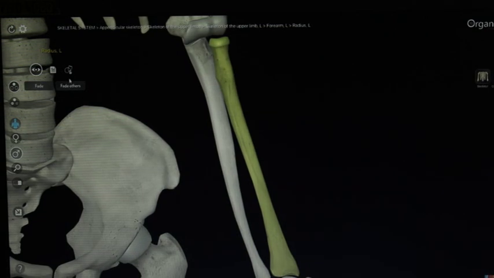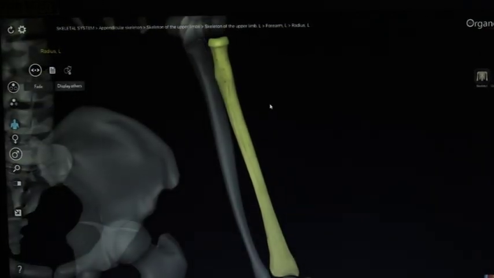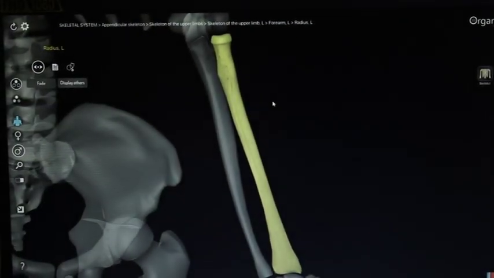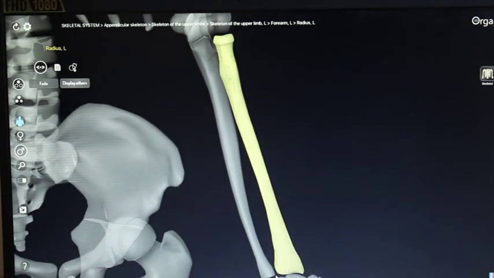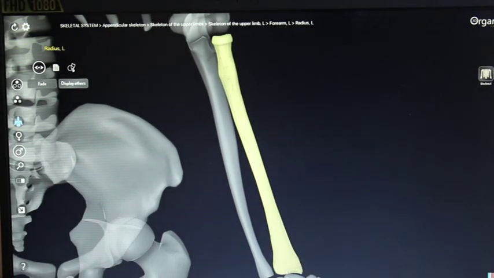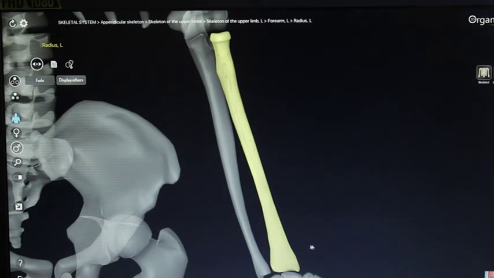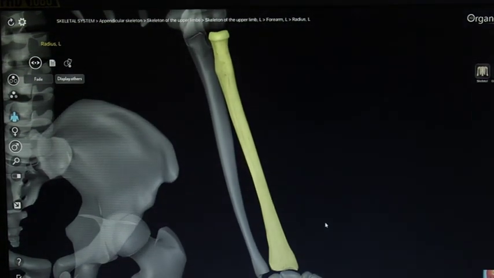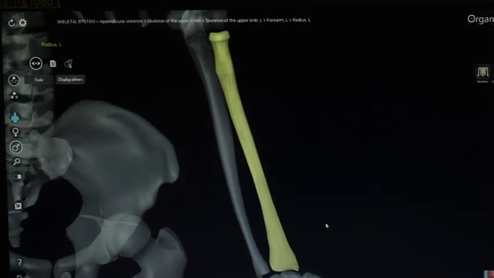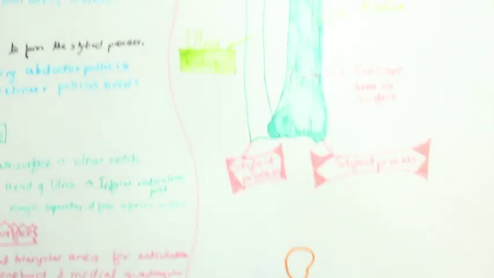So now, to continue with the radius, let's get back to the map. And this is called the styloid process of the radius. This area, especially this area, is called the styloid process of the radius. And this is the radius bone. So now we are going to continue explaining the different parts.